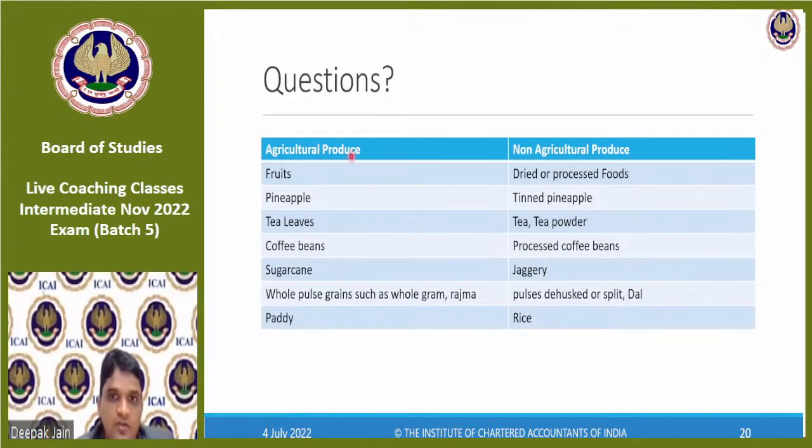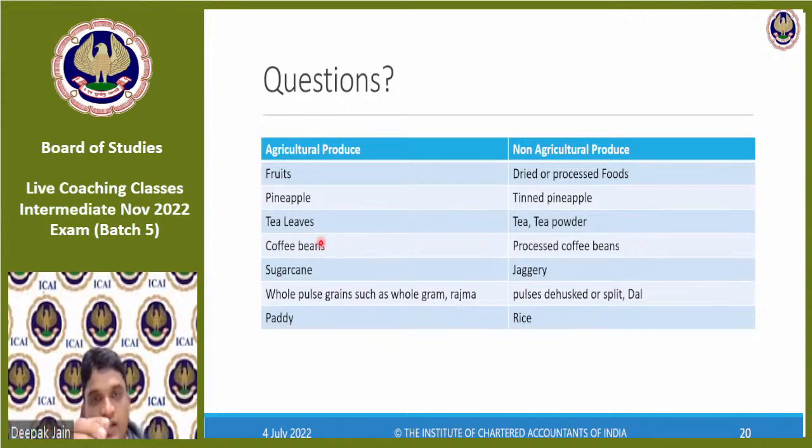Fruits are agriculture produce, but when they are dried or processed, like tinning, heating it up, drying it up, they are not agriculture produce. For example, tinned pineapple or dried pineapple is not an agriculture produce. Tea leaves basically are agriculture produce. Tea powder is not an agriculture produce. Similarly, coffee beans, the main Arabica and Robusta coffee beans, are agriculture produce, but when they are processed to make coffee powder, they are not agriculture produce.